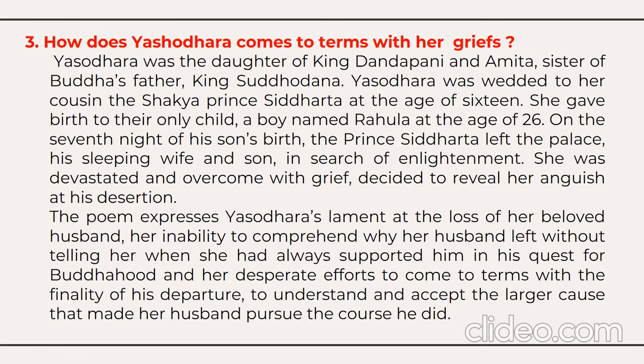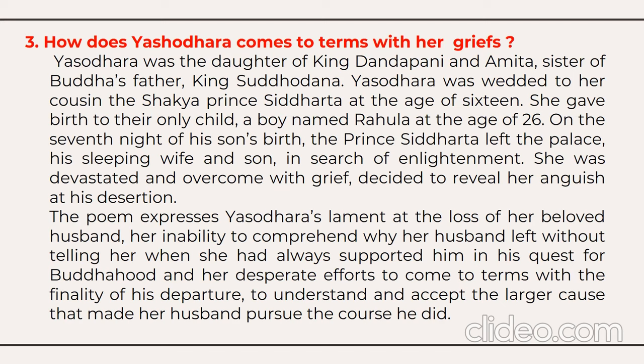Third question: how does Yashodhara come to terms with her griefs? This is a question from the poem Yashodhara's Laments. Yashodhara was a daughter of King Dandapani and Amita, sister of Buddha's father, King Suddhodana. Yashodhara was wedded to her cousin.